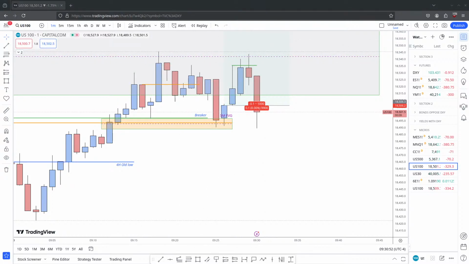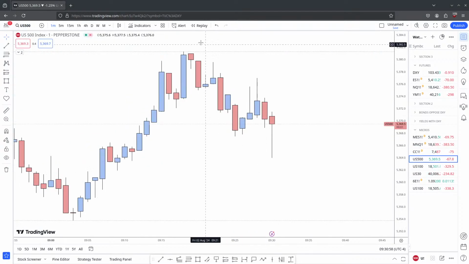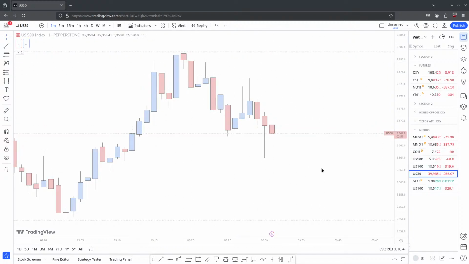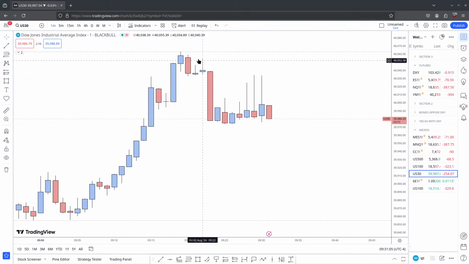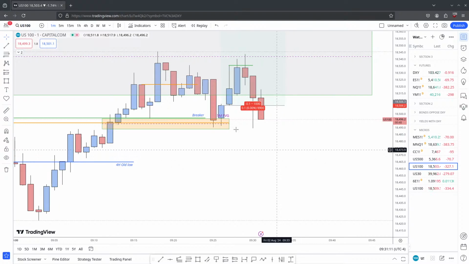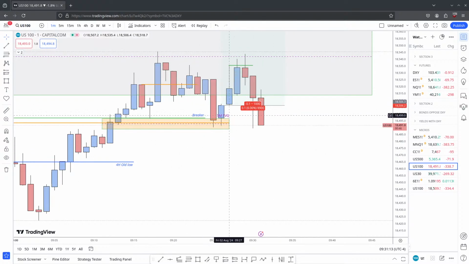Although US 500 is not posting that high, it's giving us lower closes here. See that moving off with lower highs. Not ideal. Same thing on US 30. So that is how I would look at managing that position.